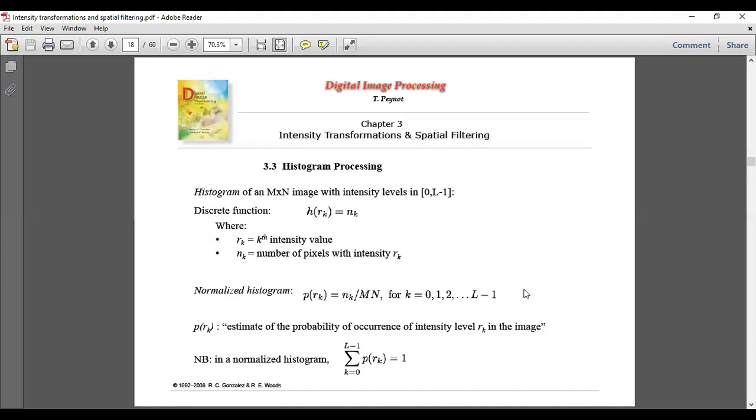So, today's topic, I told I will try to solve a numerical. Today we will do this numerical on histogram equalization. Today I intend to do histogram equalization. Next class I want to do histogram mapping.